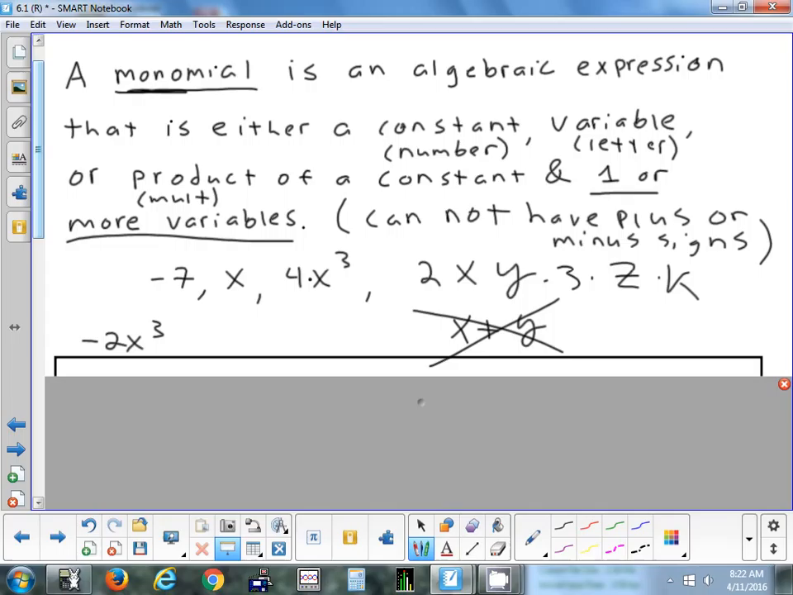Does anybody remember what I said if it has a plus sign and you had two of them? Yeah, that's a binomial. We're not going to get to this for quite a while. Now I have 3 parts. Anybody have a guess what that would be? That's a trinomial. Okay, tri because it means 3.